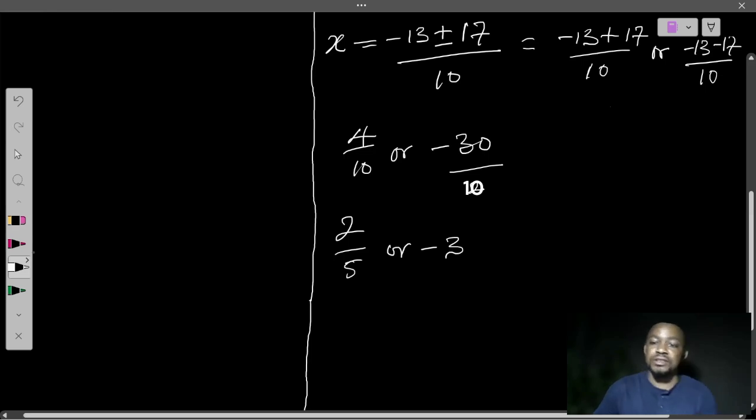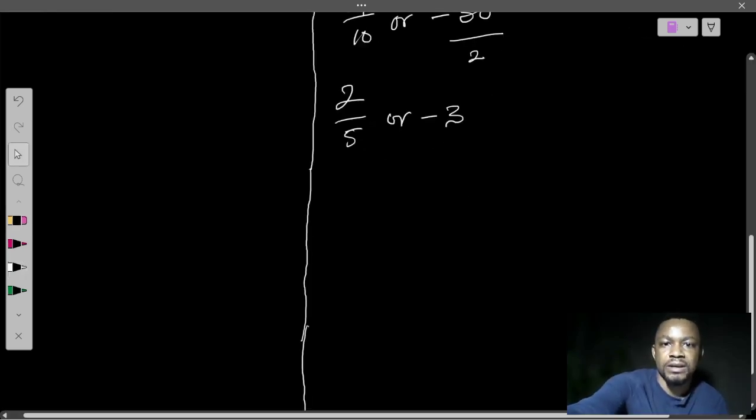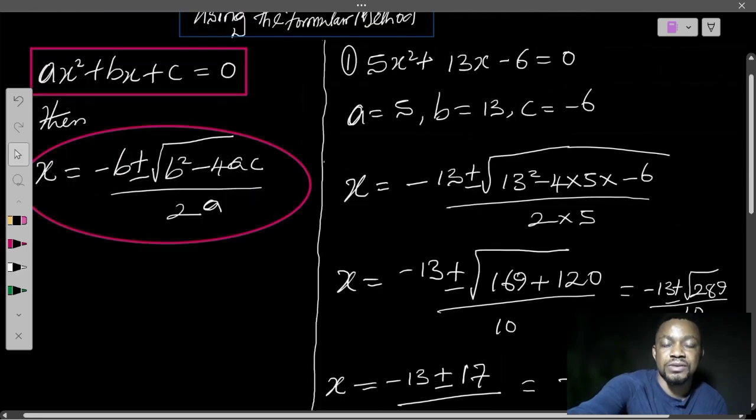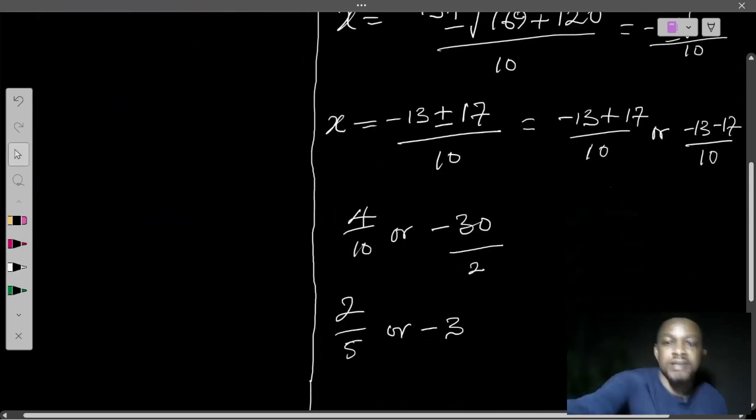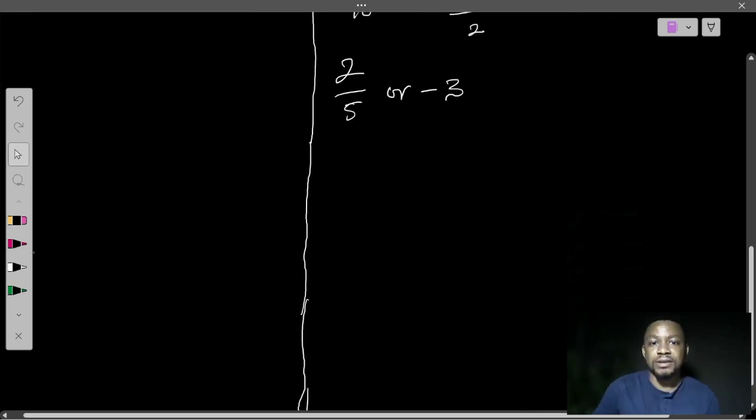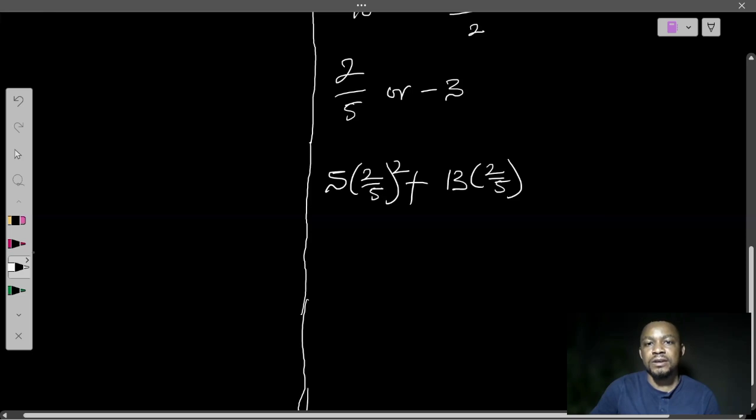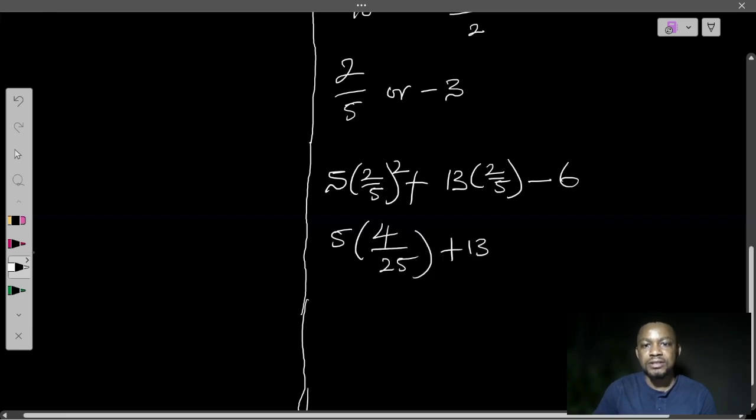So we can plug that back into the equation to check, just like we did earlier. Plugging that back into our original equation, where x is 2 over 5, we're going to have 5 times (2 over 5) squared plus 13 times 2 over 5 minus 6. So if we evaluate this, we are going to have 5 times 4 over 25 plus 13 times 2 over 5 minus 6.